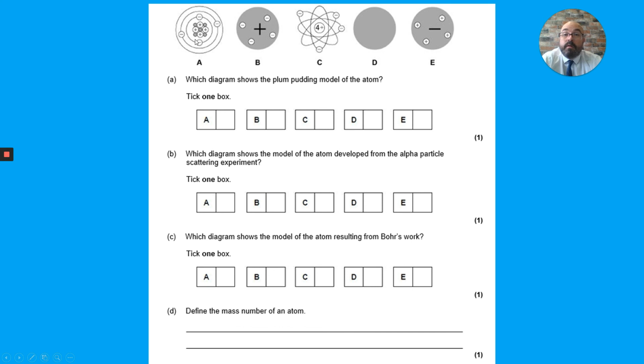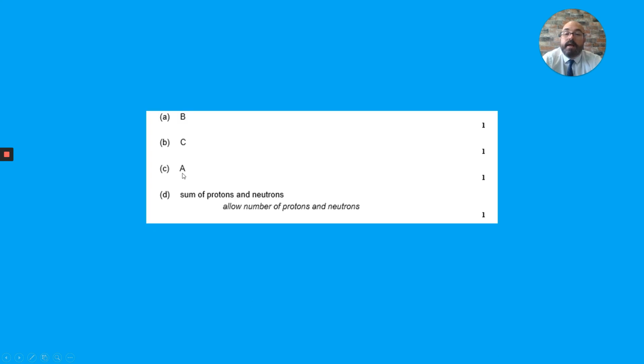Now this is also one that you can work out by process of elimination, because Bohr suggested that the electrons were in specific energy levels or shells. And at this time, they also knew there was something else in the nucleus, but they didn't know what. So this ticks both of those boxes because it's got the extra bits in the nucleus, and it's also got electrons in very specific shells or energy levels. So again, the model from Bohr's work has got to be A, and there we can see A.